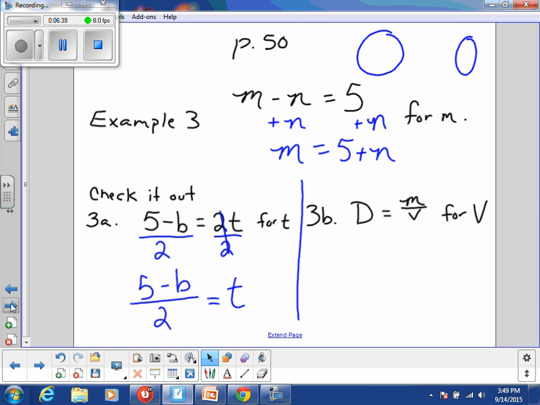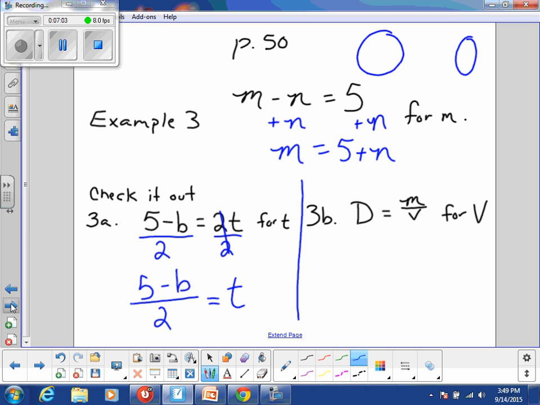All right, 3b is an actual formula. I believe it's distance equals mass times velocity. I could be wrong about that. I'll ask the science teacher. But if we're solving for b, this might not look very straightforward to you, but I'm going to do this in 2 steps.